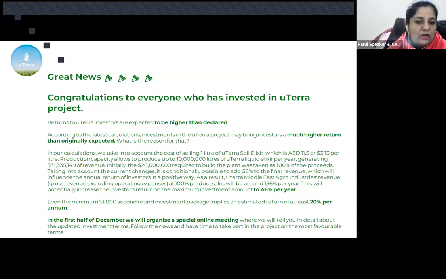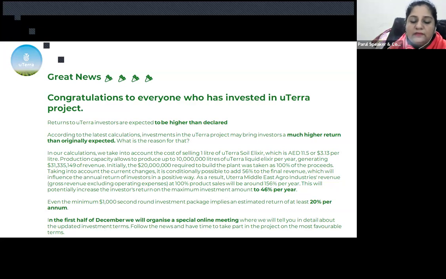So in the first half of December, they're supposed to hold a special online meeting where they will discuss all the details about the updated investment terms and when the ROI can be expected. Everything will be discussed there. That is good news for everyone: the company estimated a certain profit, and it is already higher than what they had thought.